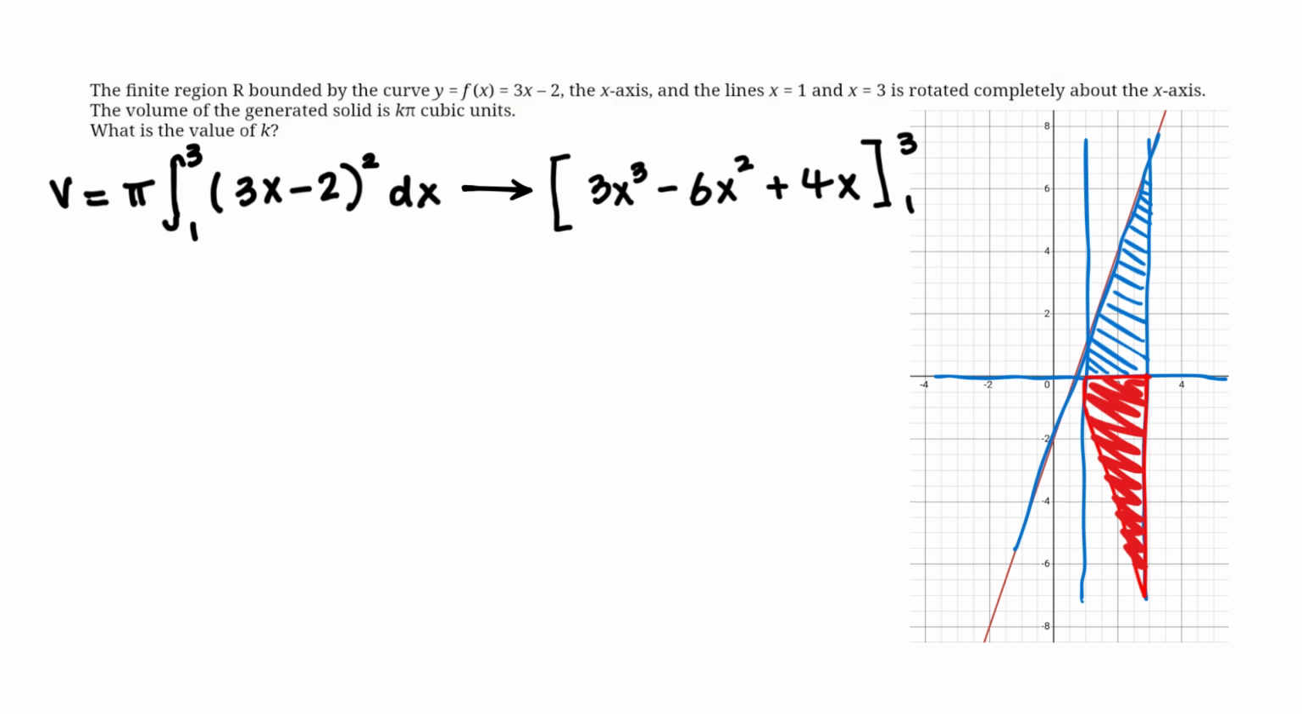We aren't done yet. Remember that pi we left outside? Bring it back in. The question says the volume is k pi and asks for the value of k. Matching our answer to the question, k equals 38.